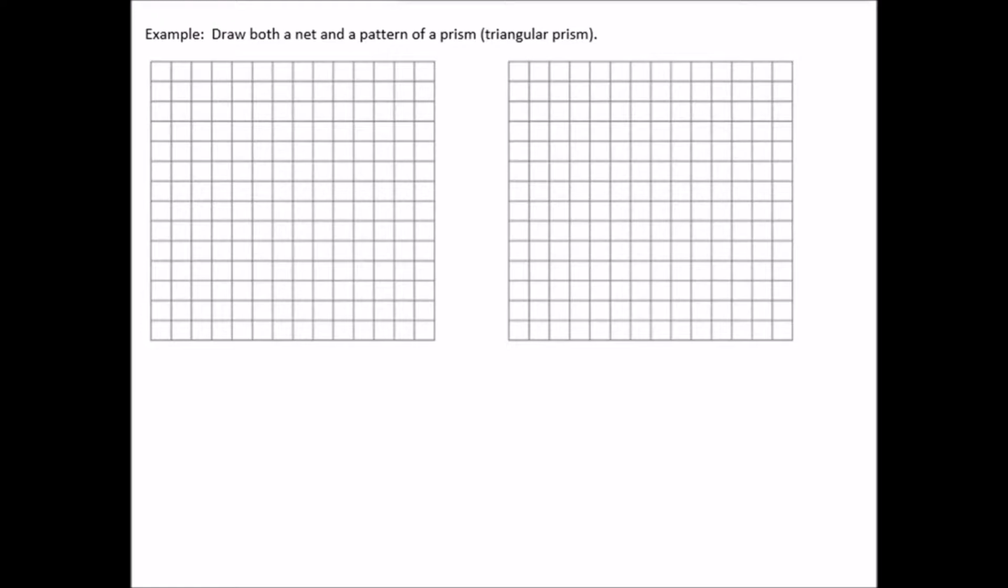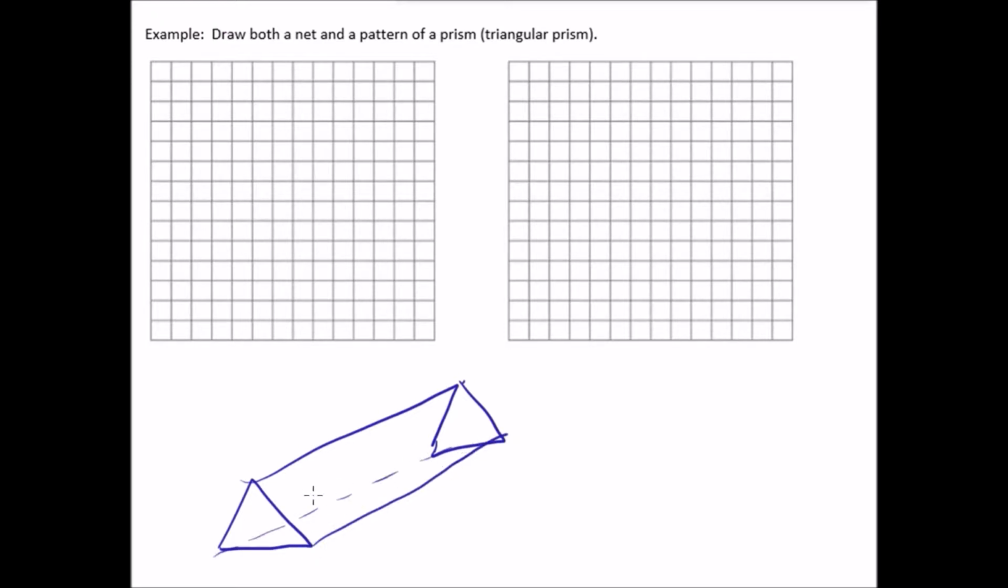So let's draw both a net and a pattern of a triangular prism. When we think triangular prism, we think of a triangle like this. So it has 2 triangle faces, and then it has 3 rectangle faces. Let's draw the pattern first, because that's way easier. We can draw a triangle and another triangle. They have to be congruent.